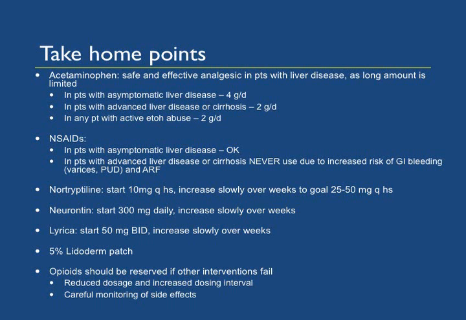Finally, opioids should be reserved if all other interventions fail. In patients with liver dysfunction, dosages of opioids should be reduced and an increased dosing interval should be implemented. And it is very important to carefully monitor side effects such as oversedation, constipation, and risk of dependency in patients with liver dysfunction.